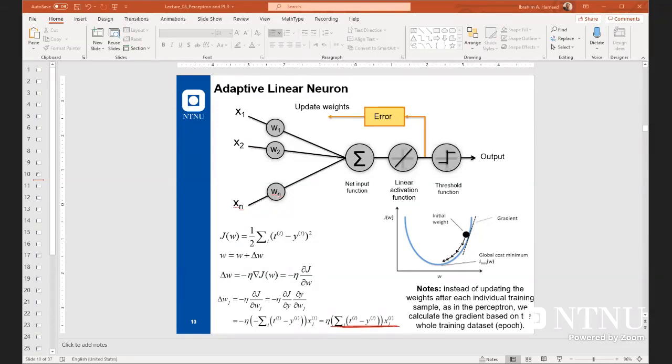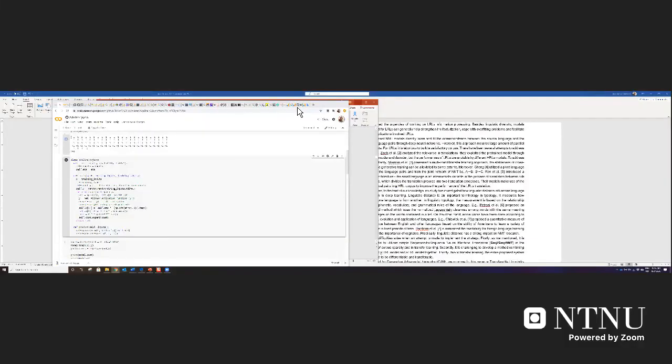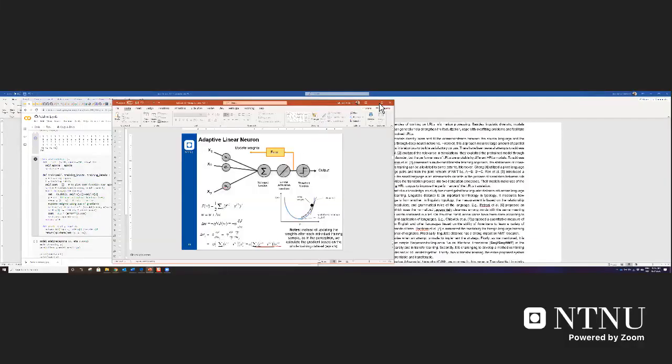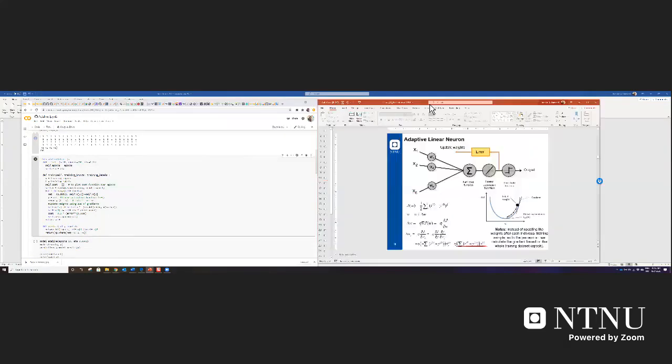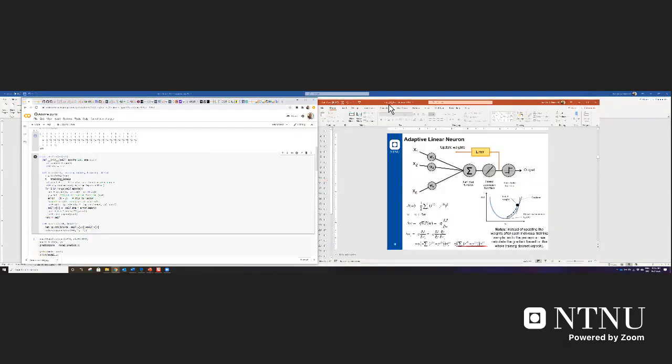And now we need to update the weights. So how can we update the weights? In fact, we need to go to the... you don't see my code. I can just use my screen, yes. Can you see my slides and my code? Yes, we can see both of your screens.